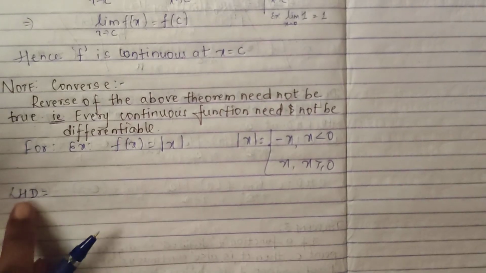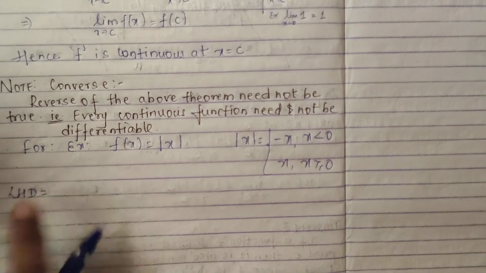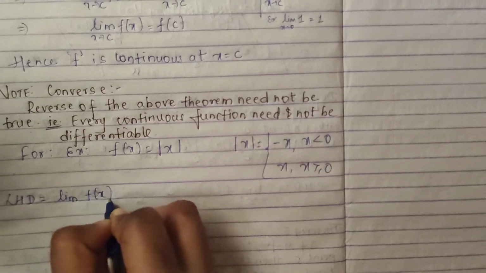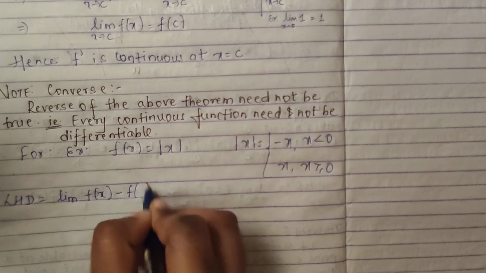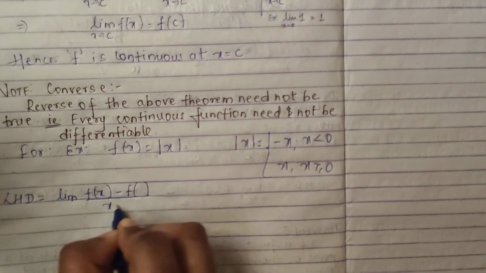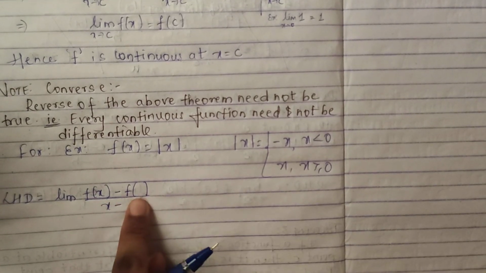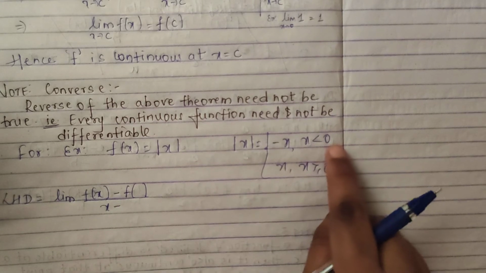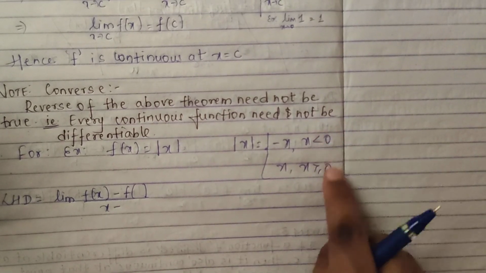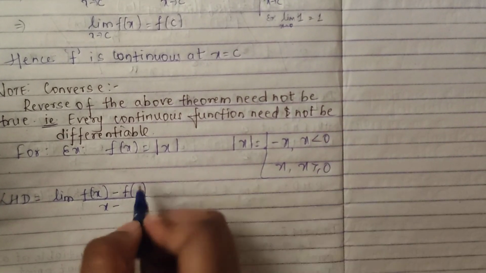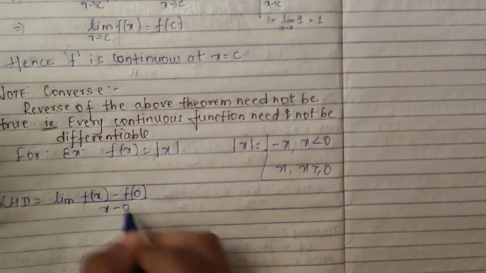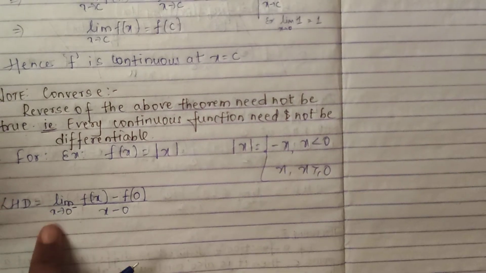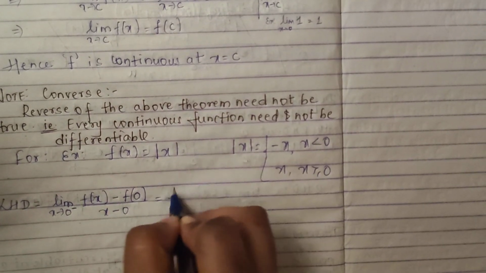So first we will see our LHD, that is left hand derivative. What is our definition? Limit of f of x minus f of c divided by x minus c. Here c means the point, what is it? The point is 0. So in place of c it will be 0, and x will be tending to 0 minus, because we are doing LHD.